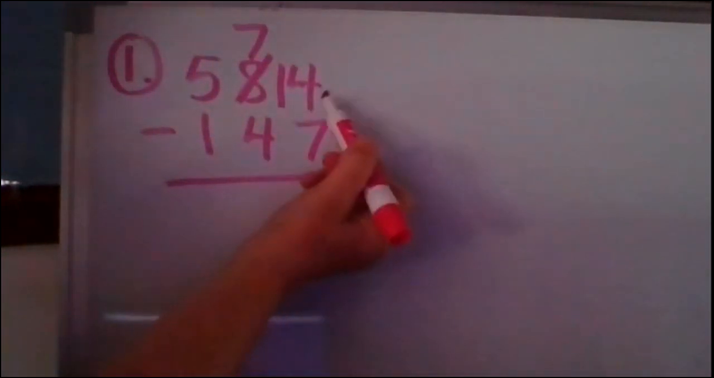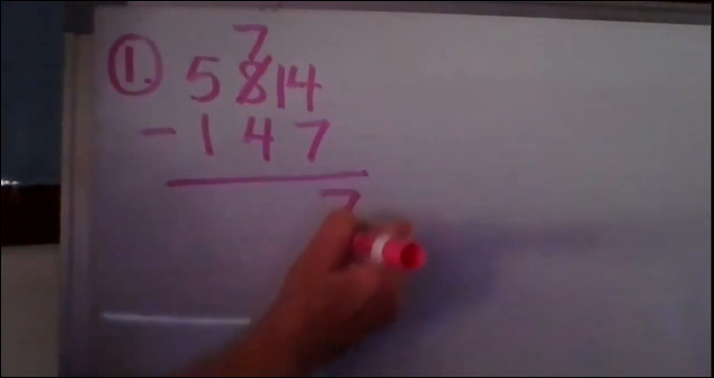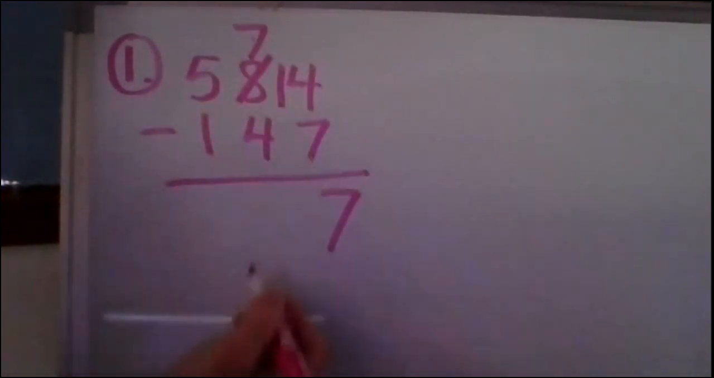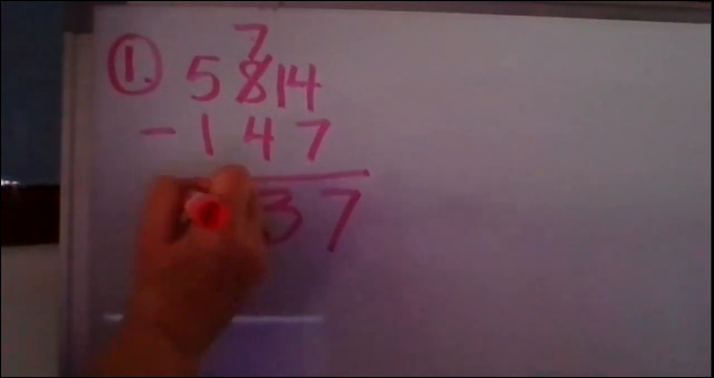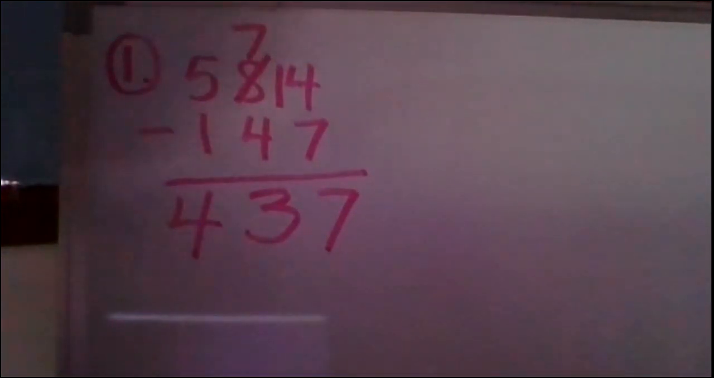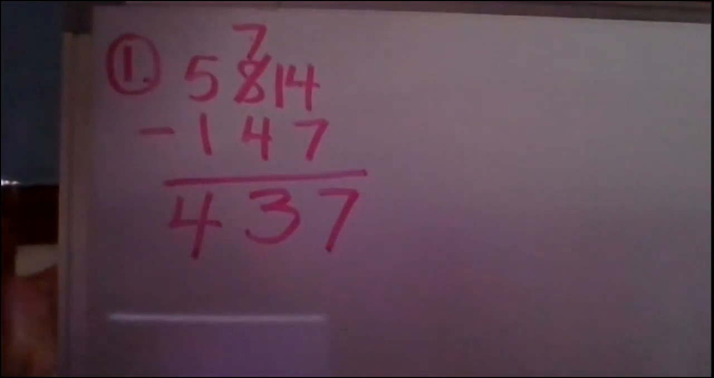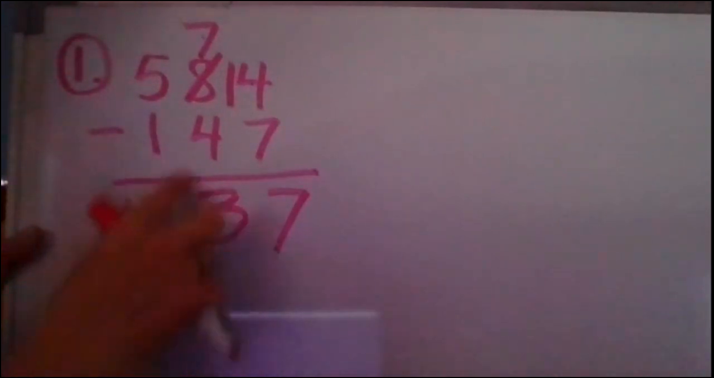Now we can subtract. 14 take away 7 equals, yes, that is a doubles. And then 7 take away 4 equals 3, and 5 take away 1, 4. That is correct. Are we done? No, we are not. We need to add to check to see if your answer is correct. So we're going to work our way back up.